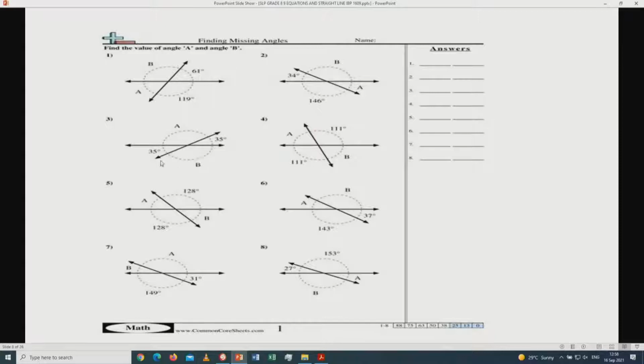Right, now number 3, we are only given these 2. A and B, we don't know both of them. Therefore, vertically opposite angle is not going to work for us. What will work for us? Your straight line. So, for you to get A, the straight line must be equal to 180 degrees. Therefore, A must be 145. You're right. Again, relationship, adjacent, neighboring angles.